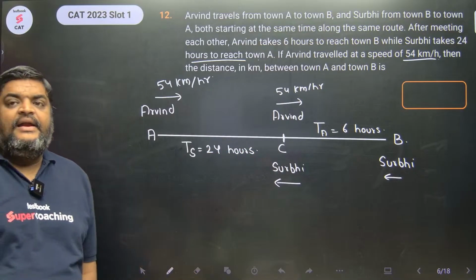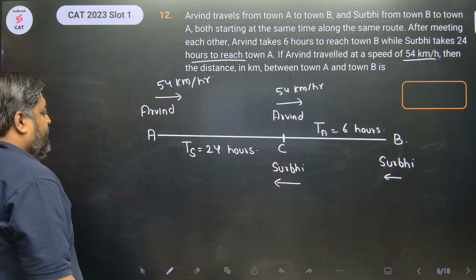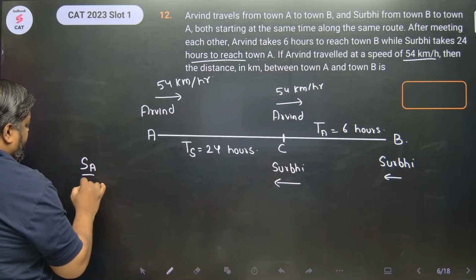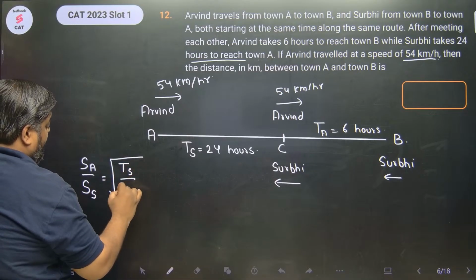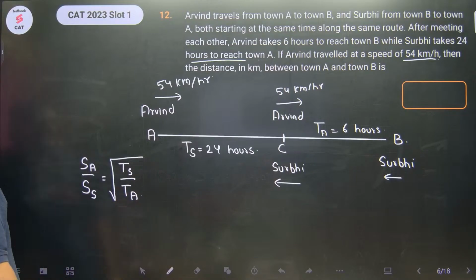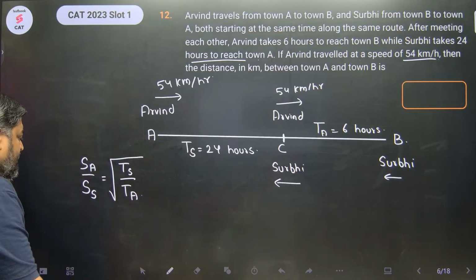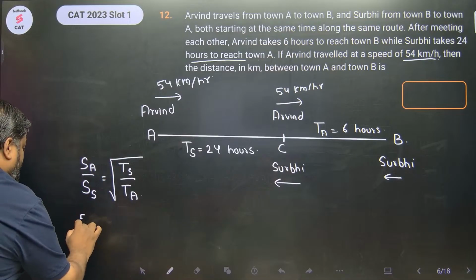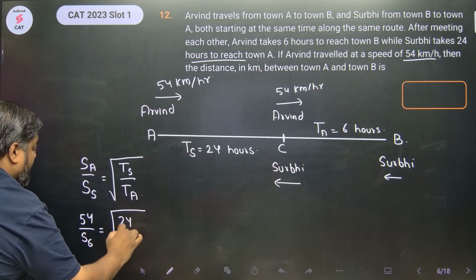Okay, and we know that after their meeting point, the relationship between speed and time, I can write speed of Arvind upon speed of Surbhi is square root of time taken by Surbhi upon time taken by Arvind. Straightforward. I have speed of Arvind. I have time taken by Surbhi and Arvind after the meeting point. Let's put the values. Speed of Arvind is 54 upon speed of Surbhi. Time taken by Surbhi is 24. Time taken by Arvind is 6.